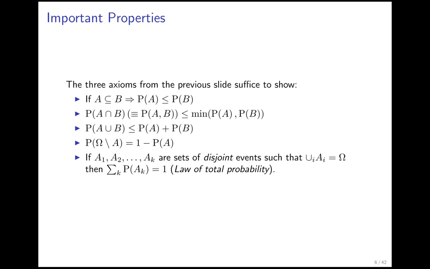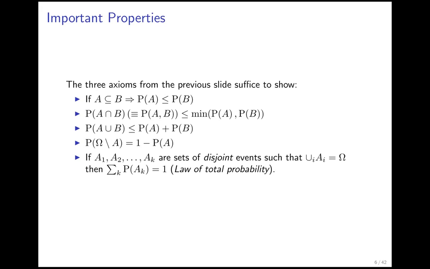On the previous slide we had some very simple axioms. Think of the last axiom we talked about. It said something about disjoint events only. So in all the axioms we were talking about, there were no sets that were intersecting each other. But as it turns out, the axioms that we defined are sufficient to prove a lot of other important properties. And some of these properties are listed here. Let's go through them one by one.